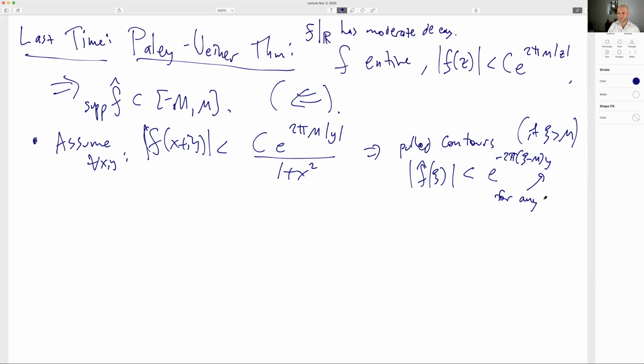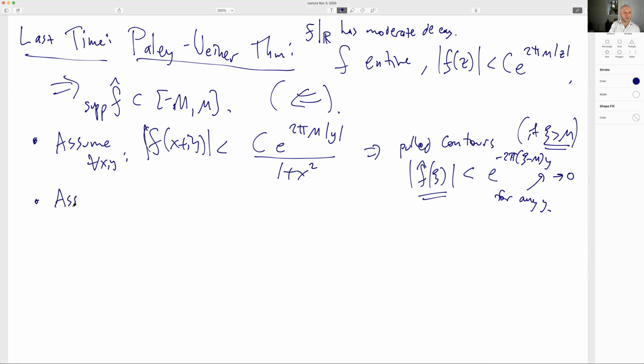For any y. So send y to infinity. This is a positive number. That makes this negative. So this goes to 0. So if xi is bigger than m, we get that the Fourier transform is dead there. Right? I'm just reminding you quickly of the argument. That was if we had these extra assumptions.